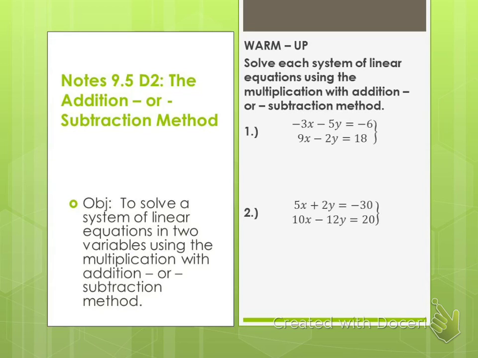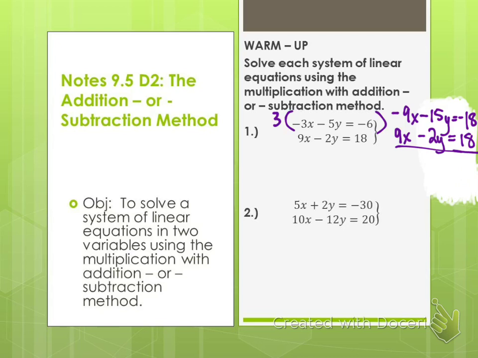Jamal? By 3? Good. If we multiply the top equation by 3, that's going to become a negative 9x. I'll write it off to the side. Negative 9x minus 15y equals negative 18. Okay, we multiplied by a positive, so none of the signs changed, just the numbers changed. The bottom equation we did not change. 9x minus 2y equals 18.